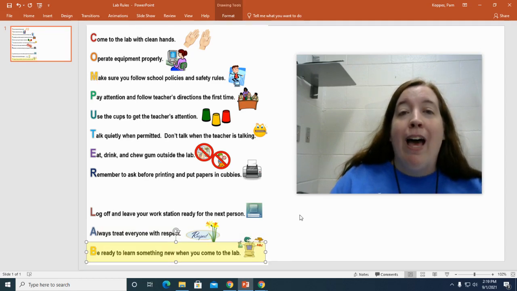And finally, our last rule is be ready to learn something new when you come to the lab. You can play games and watch videos on your own time. You know how to do that. I'm going to teach you new cool things you can do on the computer.